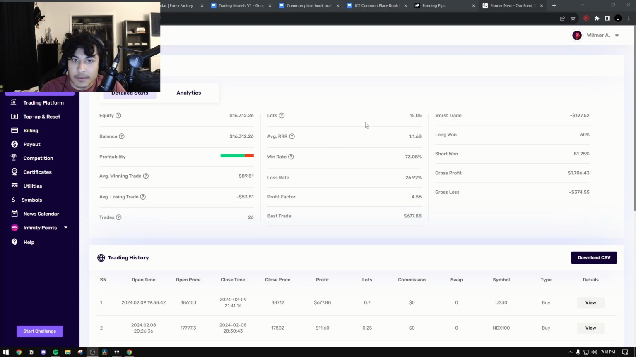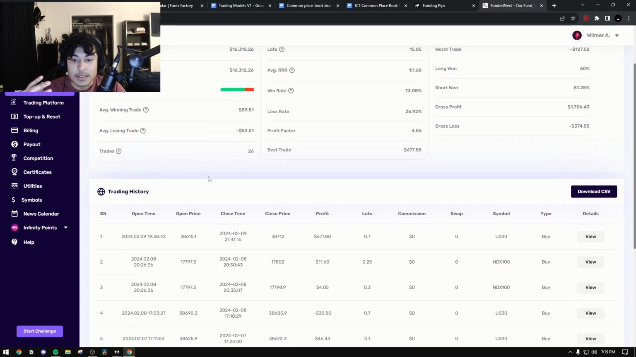All right, so I have the funded account here, and what we see here is we have met the target. The target was around, I think, 16,200. So 16,200 was the target, but I went a little bit over. And as you can see here, we took a trade on Dow Jones and we made $600.